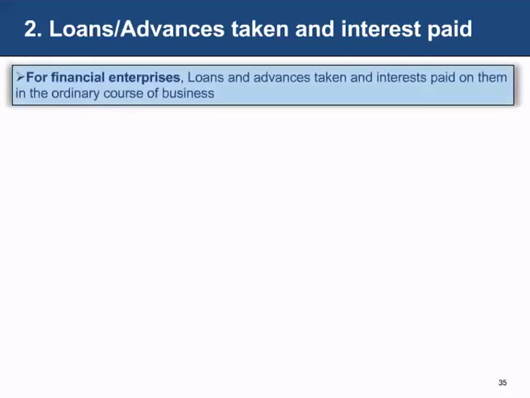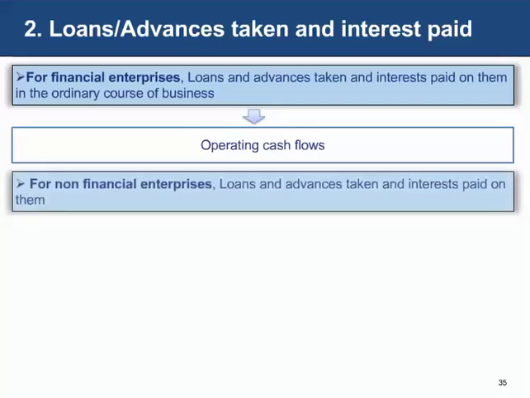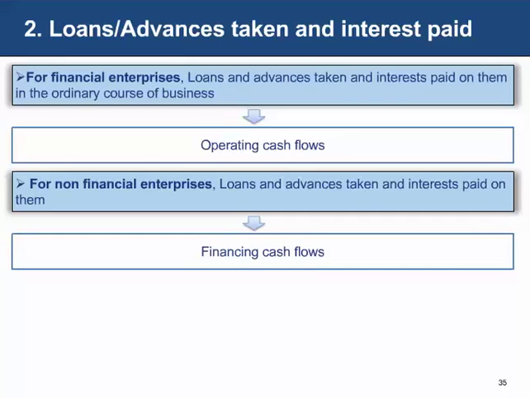So now let's come down to loans and advances taken and interest paid. For financial enterprises, loans and advances taken and interest paid on them in the ordinary course of business are operating cash flows. However, for non-financial enterprises, loans and advances taken and interest paid on them would be financing cash flows. Why? Because they have taken loans and advances to finance their operations, and thus any interest paid on them would be financing cash flows.